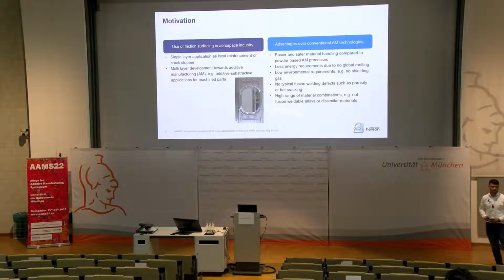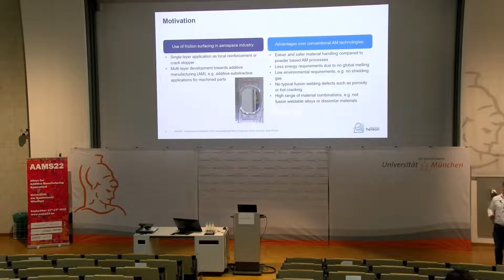So advantages of the friction surfacing process compared to the additive manufacturing processes we all know from the presentations is that, especially compared to the powder-based processes, it's easier to handle because we don't have the powder, and also it's safer. Another advantage is that we don't have local melting in our processes, which requires less energy, and it also has lower environmental requirements to our process. For example, when we're joining aluminum alloys, we don't need shielding gases.